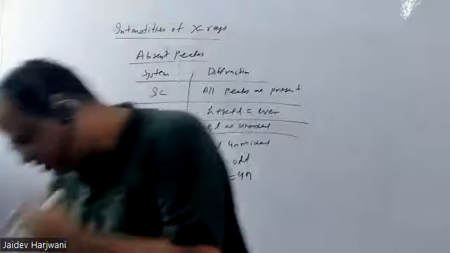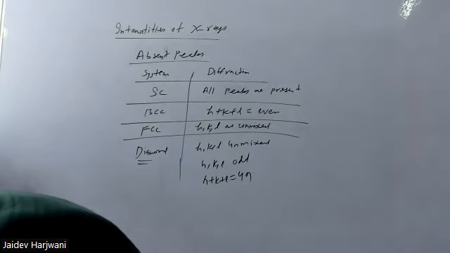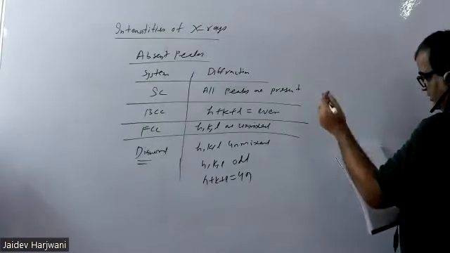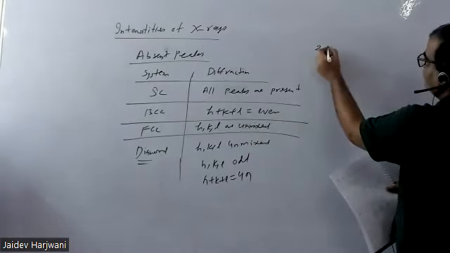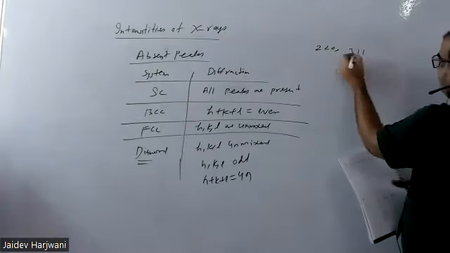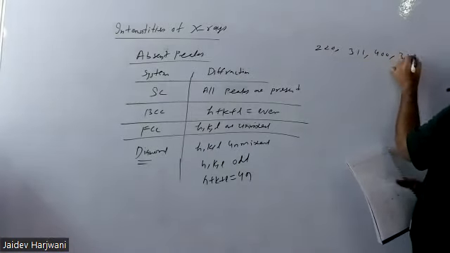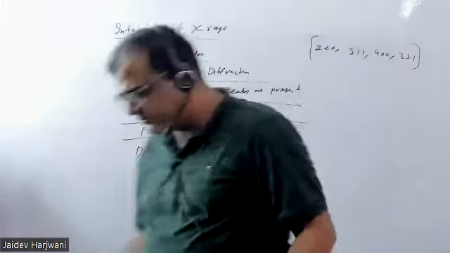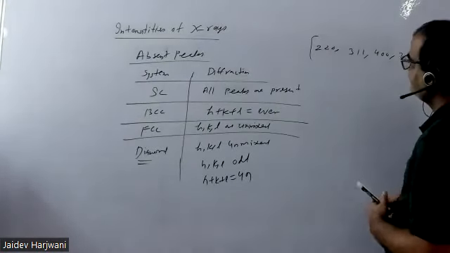For example, if I give a question, now I have given you 4 systems. Which of the following reflections are present in all these systems? If I give you 2 2 0, 3 1 1, 4 0 0 and 3 3 1, can you tell me which of the reflections are present in simple cubic, BCC, FCC and diamond?